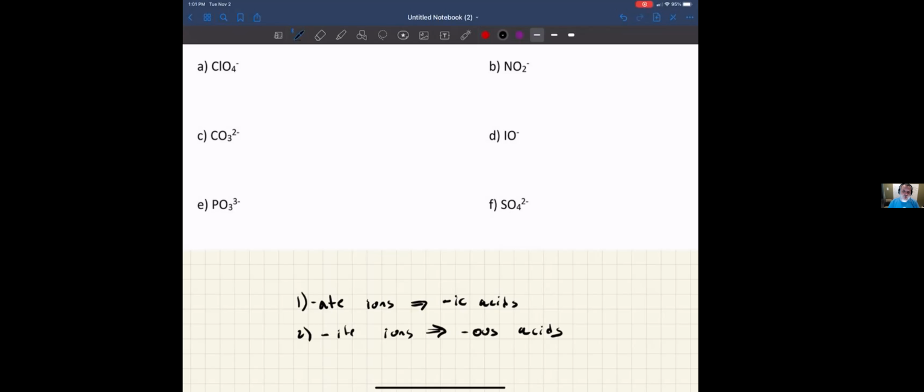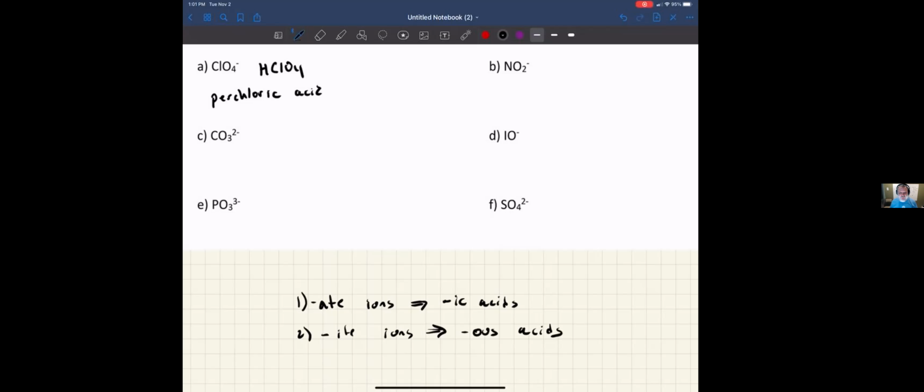This one is perchlorate. And so if I have perchlorate, how many hydrogen ions do I need in order to make a neutral acid? Well, I need 1, because the charge on perchlorate is -1. So +1 -1 is neutral. So it's HClO4. And so it's ate, so it will become an ic acid. And so I put it together like this. Instead of perchlorate, it's perchloric acid. That's all there is to it.